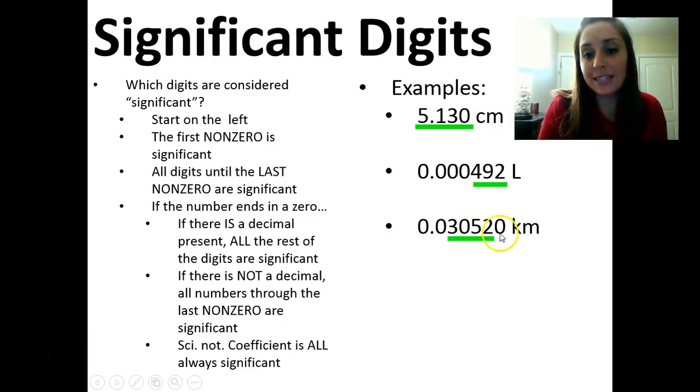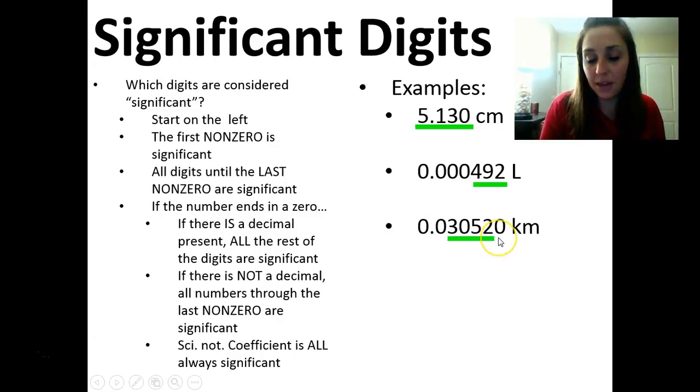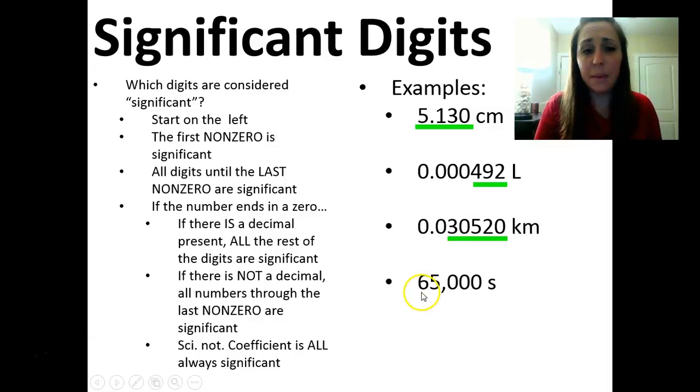So now you look at the end of the 0. Do I keep this last 0? Well, the question is, is there a decimal or not? And I see that there is a decimal. So if there is a decimal, you get to keep that 0. All of these are significant. How about this one?